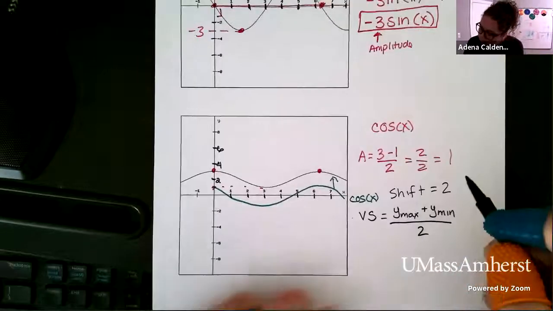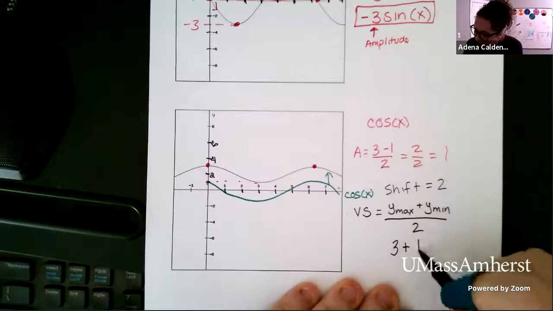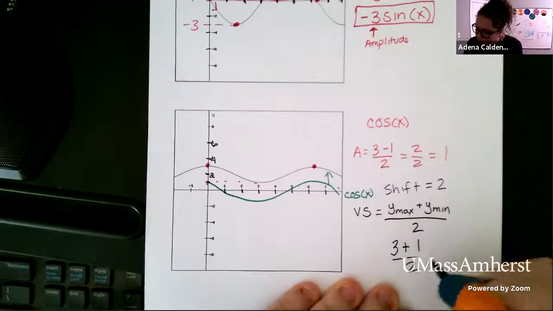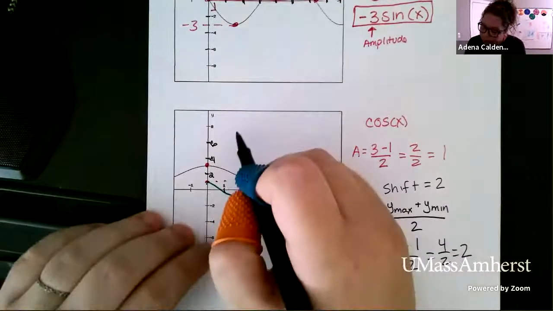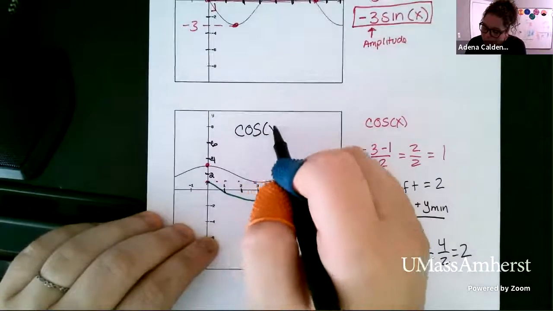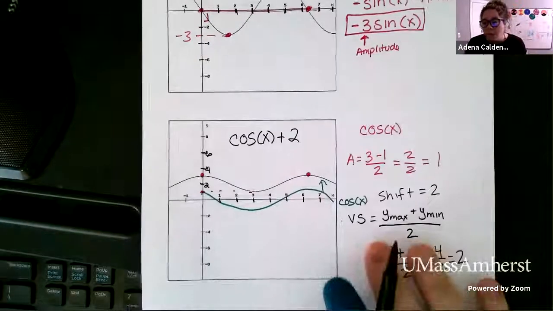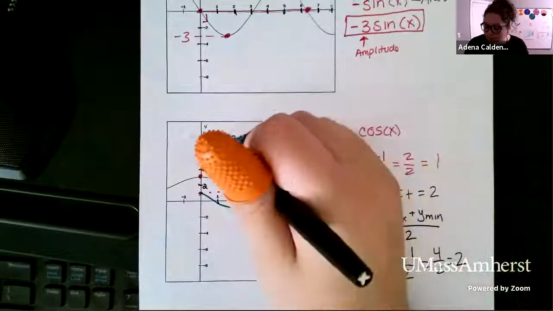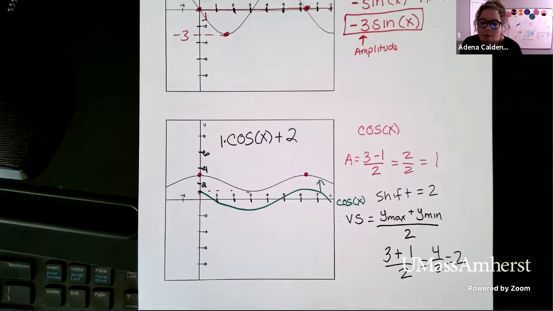Okay, so here, my maximum value, we said was 3. The minimum value was 1, divided by 2. So 4 divided by 2 gives me that vertical shift of 2, which means that my final function is 1 cosine plus 2. Okay, if you want to write in 1 for the amplitude, you can. You don't have to. Anything times 1 is itself, but if it helps you remember, that's totally fine. It's just a matter of which you prefer. But we have cosine of X plus 2.